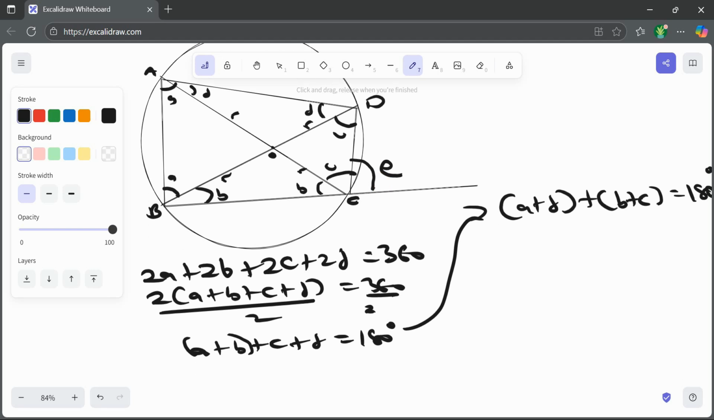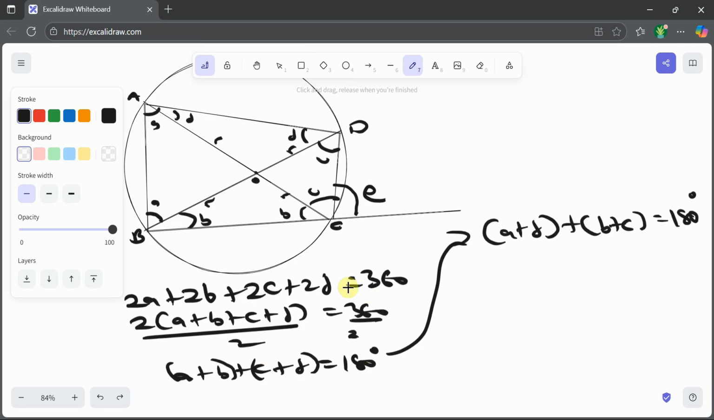Great. So now we said A plus B and C plus D is equal to 180 degrees, right? I could also say B plus C plus E is equal to 180 degrees. Do you agree with me? B plus C plus E is equal to 180 because angles on a straight line.